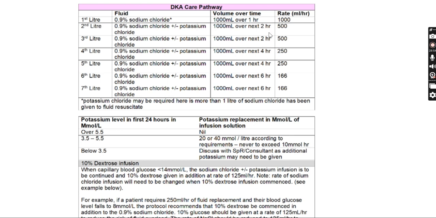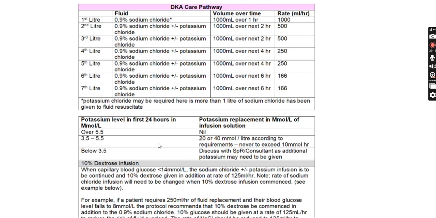But starting from the second liter, given over 2 hours, the maximum potassium that can be added is 20 millimole. Starting from the 4 hour to 6 hour regime, it can be increased to 40 millimole. It depends on the potassium level.